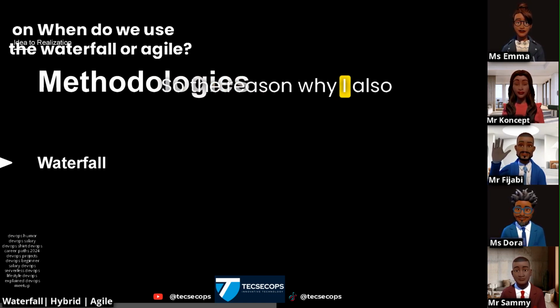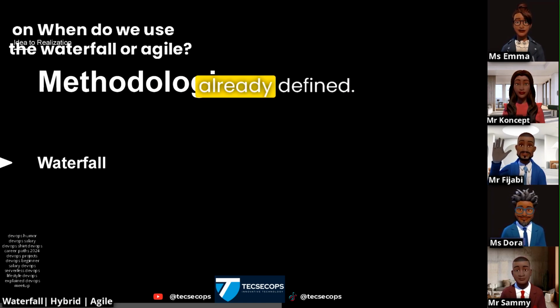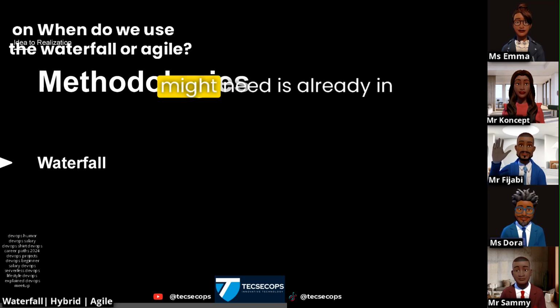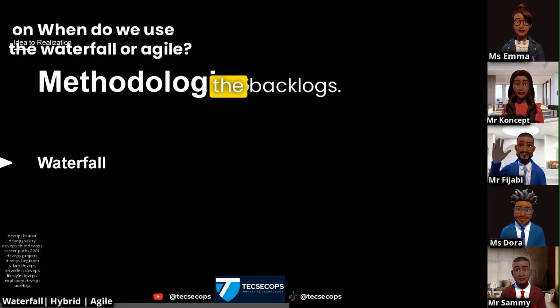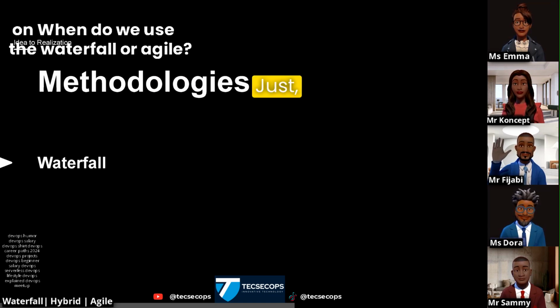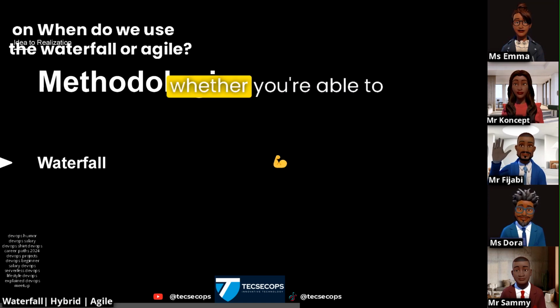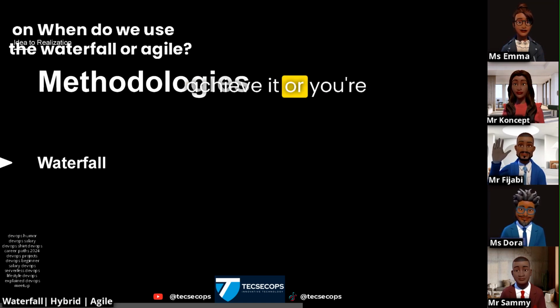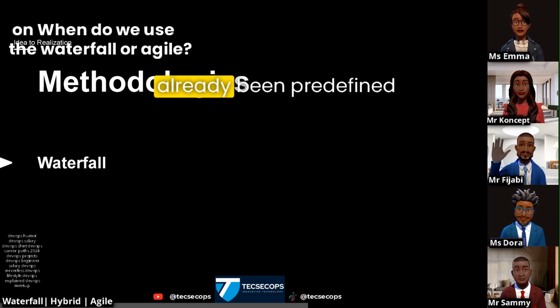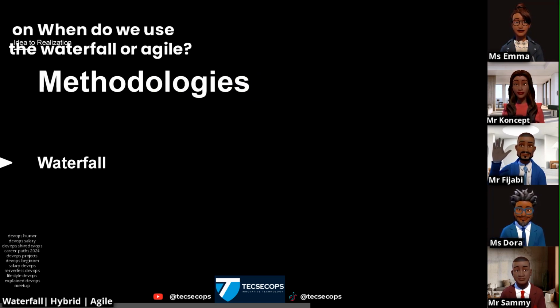The reason why I also say that is that all these backlogs are already defined, like the estimates and every other information you might need is already in the backlogs. Everything is already defined there for you. You just go in there and check whether you're able to achieve it or you're unable to tackle it. That has to do with you. But everything has already been predefined there.